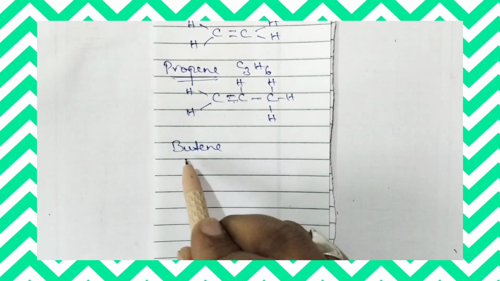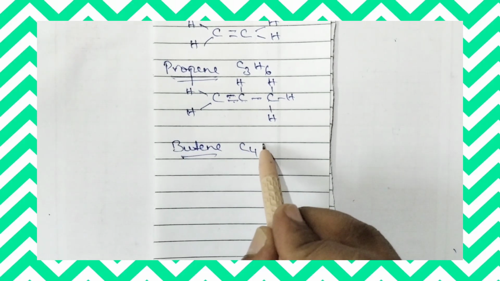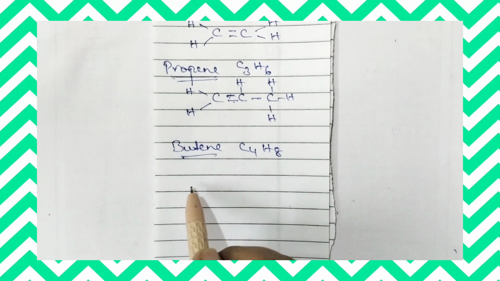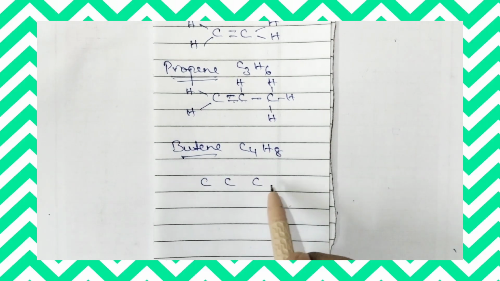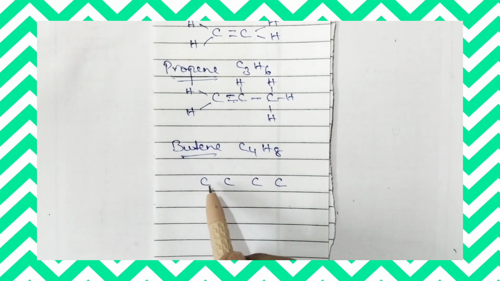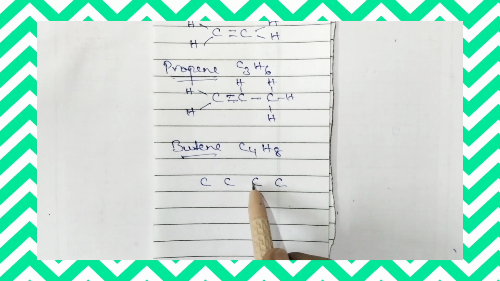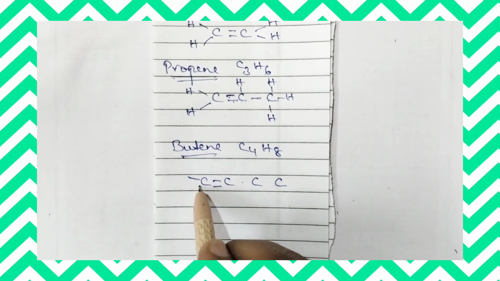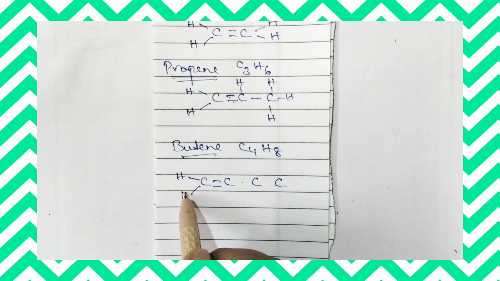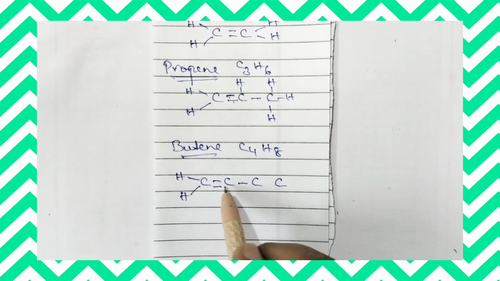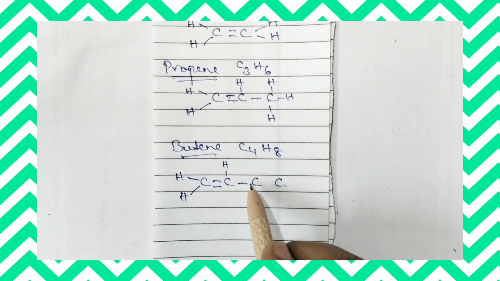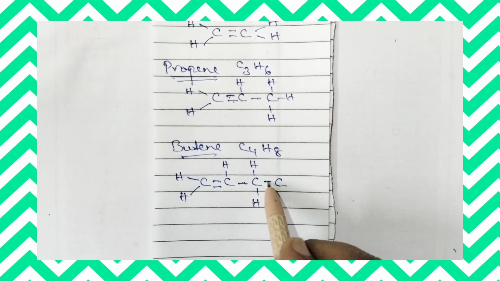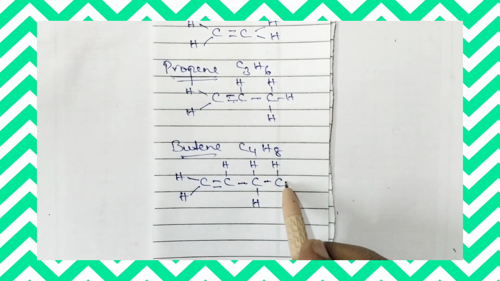Butene means carbon 4, 4 twos are 8. 1, 2, 3, 4. We can draw the double bond here, or here, or here. So double bond, single bond H, single bond H.